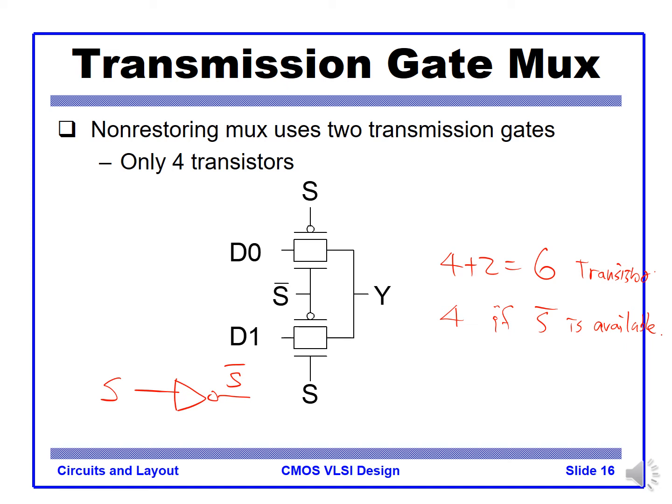So if you compare with the previous gate level implementation, this uses a lot fewer transistors. This is a very efficient way of making a multiplexer. But one of the issues we mentioned before is that this is non-restoring, meaning any input glitches or noise will pass through to the output, right?